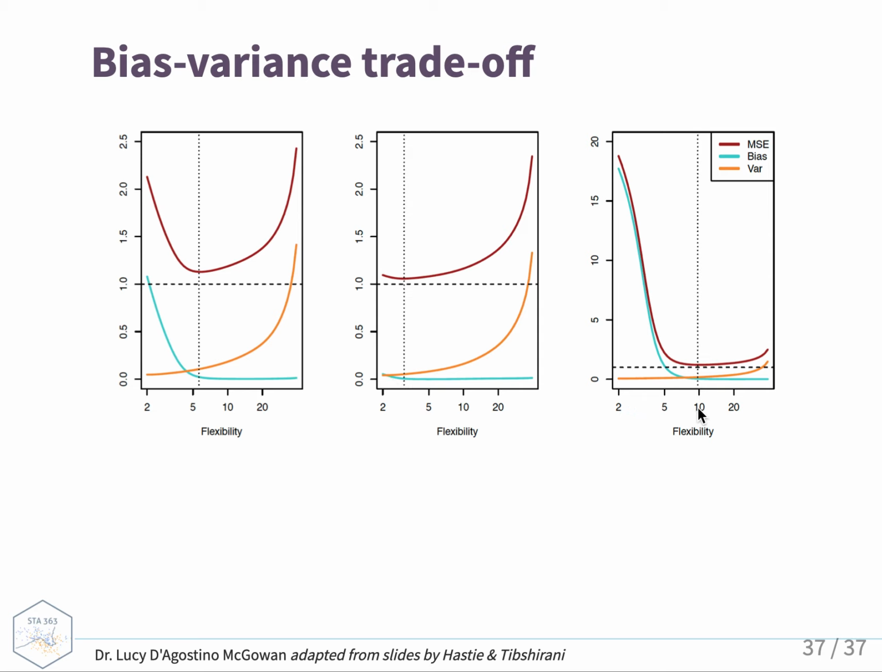And then here we've got our third example, which was a highly flexible model that had a lot of wiggle and not a lot of noise. And in this case, we've got our mean squared error, our bias, and in the orange our variance, and we're trying to find that sweet spot of flexibility.